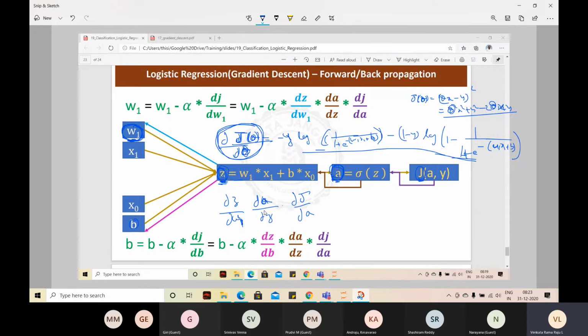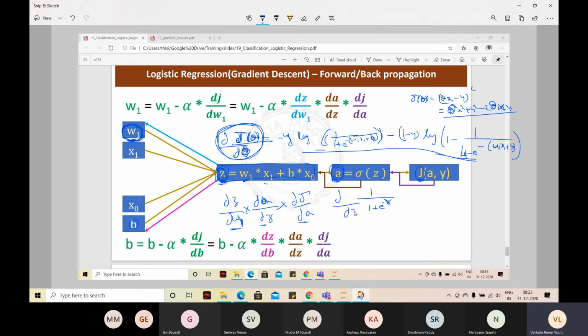Why are we calculating individual derivatives and then multiplying? It becomes easy. If you look at this equation, this is in terms of W1. You can directly calculate the derivative. It becomes x1 plus 0. If you look at this equation, 1 by 1 plus e power minus z.